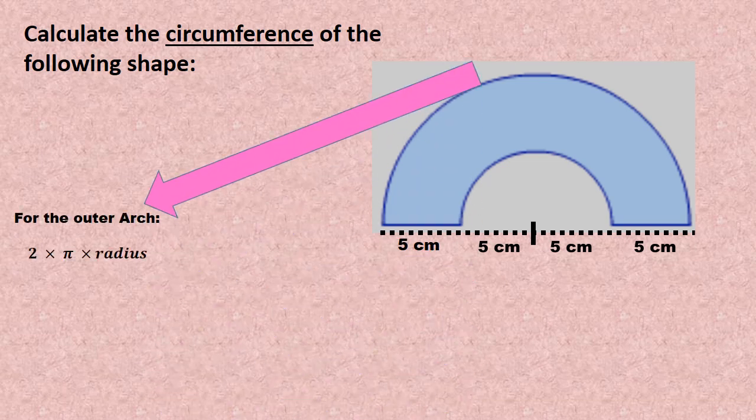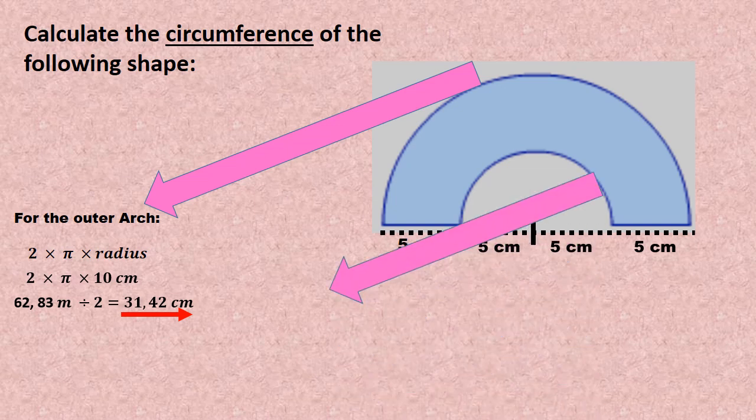Okay, let's have a look. First of all, we want to work out the circumference of that outer arch. For that outer arch, it's 2 times pi times radius. So very important, what is the radius of that big arch over there? Can you see that it's 10 centimeters? We get our answer, but because it's half of a circle, we're going to divide our answer by 2. And then we're going to keep that answer for now while we look at the next arch.